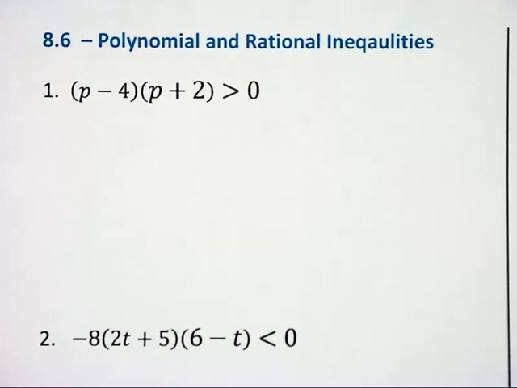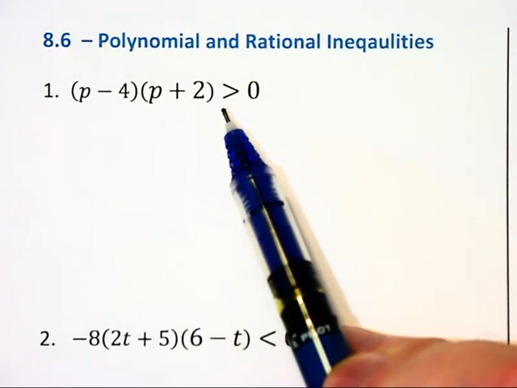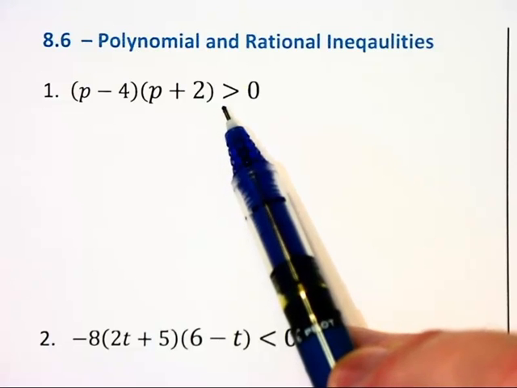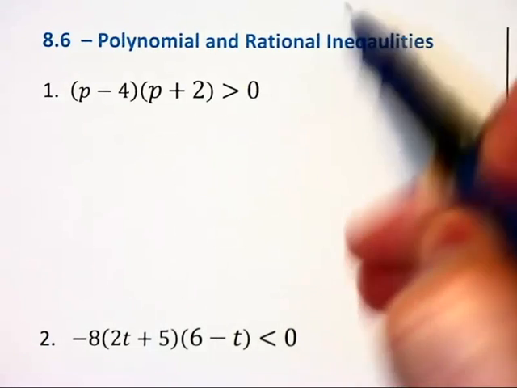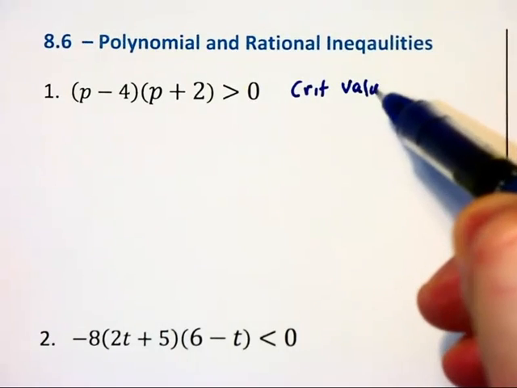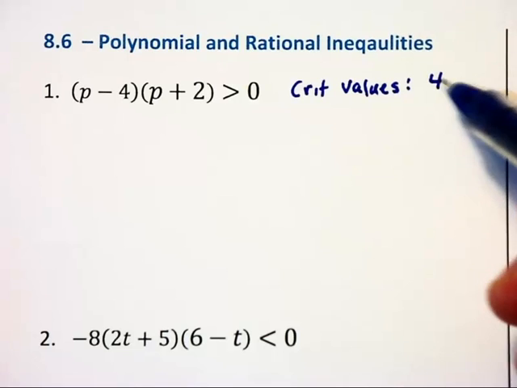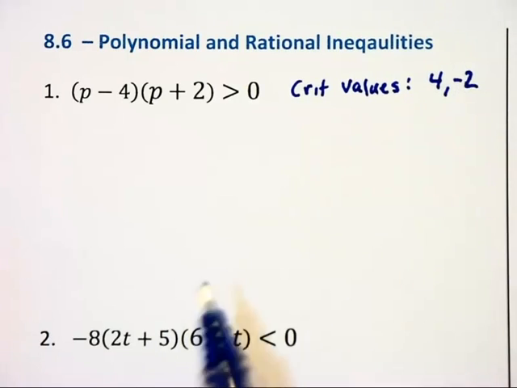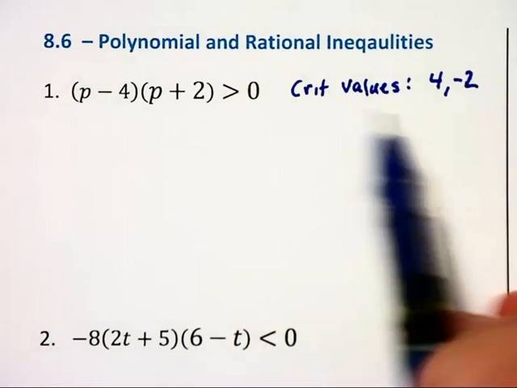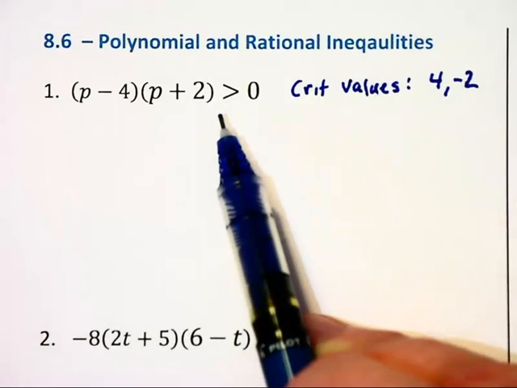Now let's solve some polynomial and rational inequalities. Notice we have a greater than symbol here instead of an equal sign. This is not an equation. If this were an equation, our critical values or solution would be 4 or -2. Because this is an inequality, we're going to have a set of answers, and we will not actually be including either of these numbers because there's no equality with this greater than symbol.